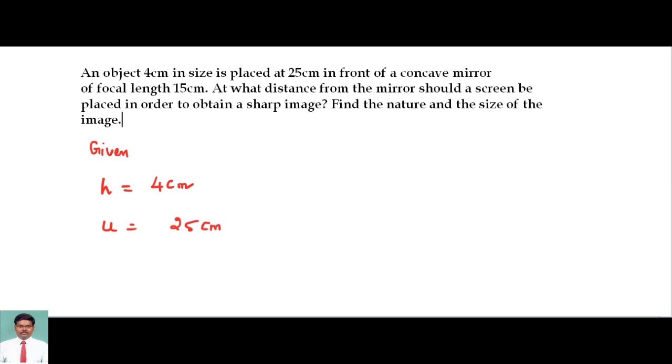I am leaving some space here to fill the Cartesian sign convention. And then the concave mirror's focal length is given, that will be equal to 15 centimeter. At what distance from the mirror should a screen be placed in order to obtain a sharp image?